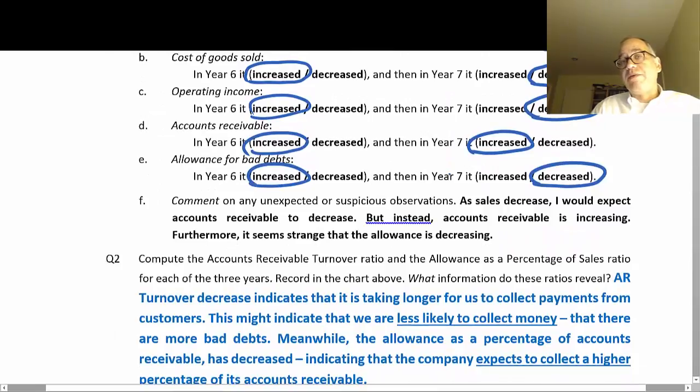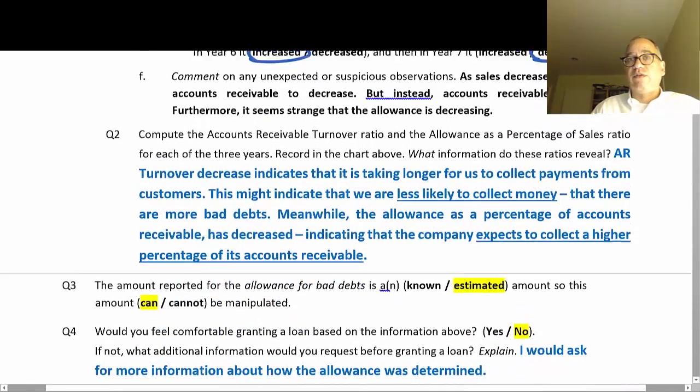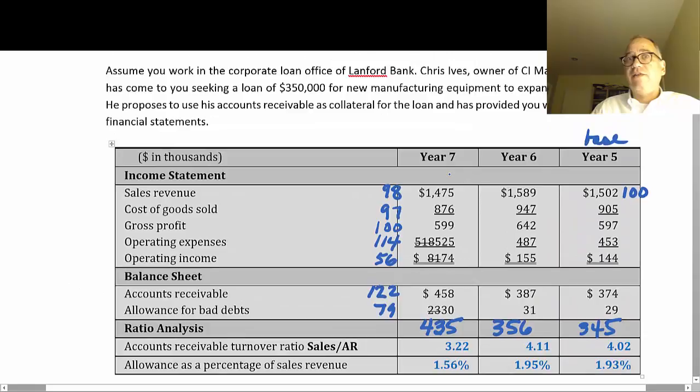So this is one example of how analysis of receivable information can give you a better understanding of what's happening inside a company.